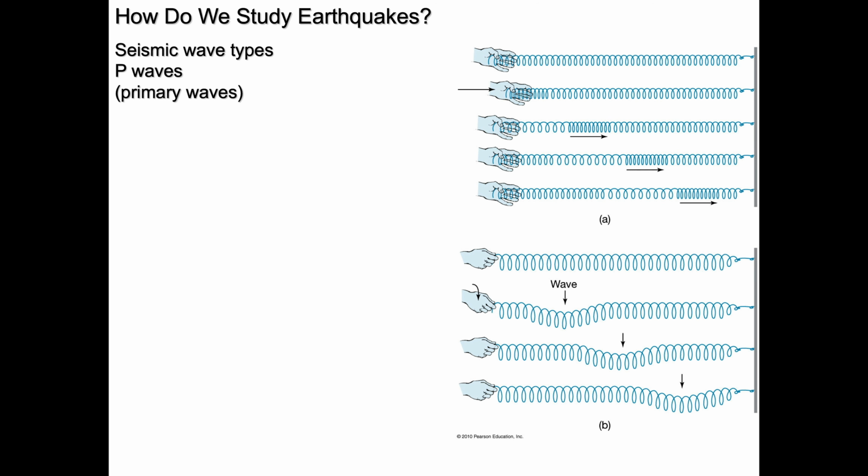P waves, or primary waves, can be thought of as compressional waves, like taking a slinky and pushing it in this direction. You're going to add a wave to this spring, this slinky. This wave is going to travel in this direction until it reaches the end, and then it's going to travel back. Now, the other common type of wave is known as an S wave, or secondary wave.